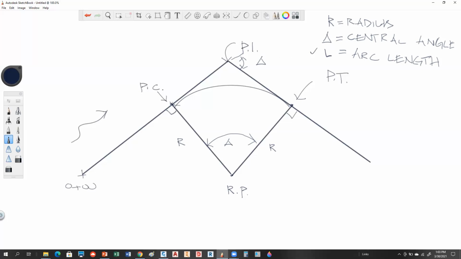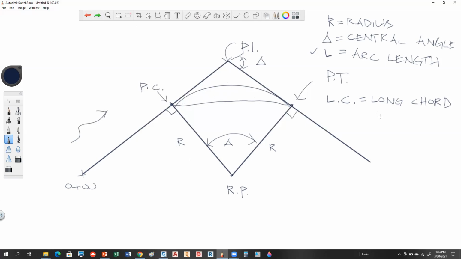This distance from here to here is called your chord. And in fact, that's called the long chord, okay? Because it is the longest chord that you would have in this arc. Because we could have another chord that would go from here to here, or another chord from here to here. And in fact, when we do layout, that's exactly what we're going to do. We're going to do these guys, which are called short chords. That's how we'll lay it out. Okay, is everybody with me on that?